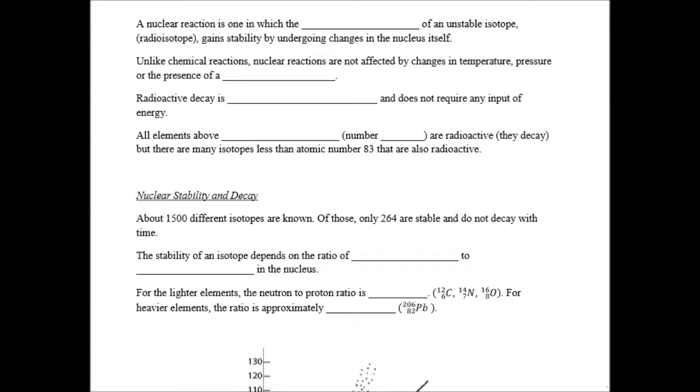A nuclear reaction is one in which the nuclei of an unstable isotope, which we call a radioisotope, gain stability by undergoing changes in the nucleus itself. So nuclear chemistry changes in the nucleus. Unlike the chemical reaction, nuclear reactions are not affected by temperature, pressure, or even the presence of a catalyst. Radioactive decay is spontaneous, which means it occurs without outside intervention.